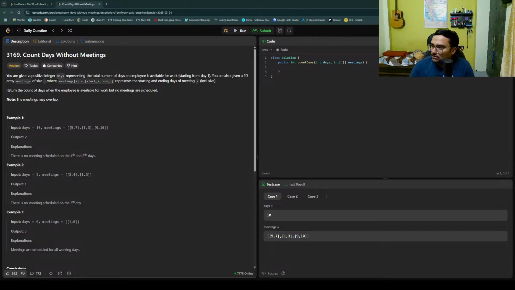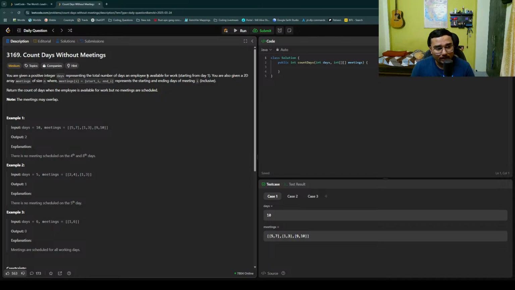Count days without meetings. Interesting. You are given a positive integer days representing the total number of days an employee is available to work, starting from day 1. You are also given a 2D array meetings of size n, where meetings[i] is start i and end i, representing the starting and ending days of meeting i. Return the count of days when the employee is available for work but no meetings are scheduled.